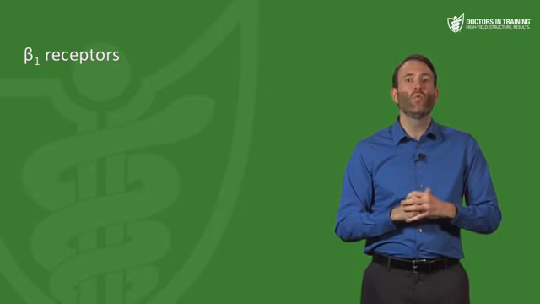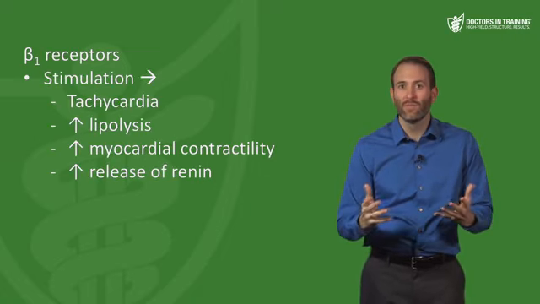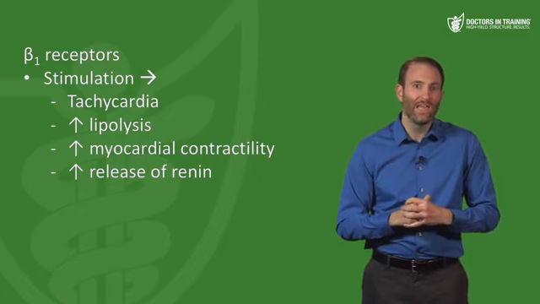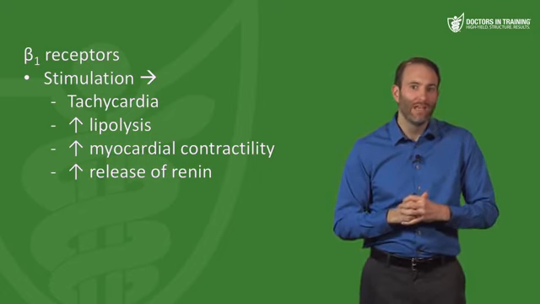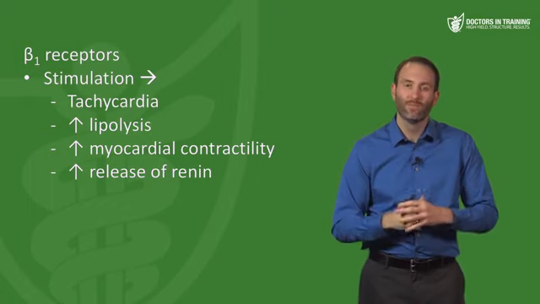Next, we have the beta 1 receptors, and when they're stimulated, you're going to see things like tachycardia, increased lipolysis, increased myocardial contraction, and increased release of renin. And as you can tell, there's probably going to be a lot of beta-1 receptors on the heart.